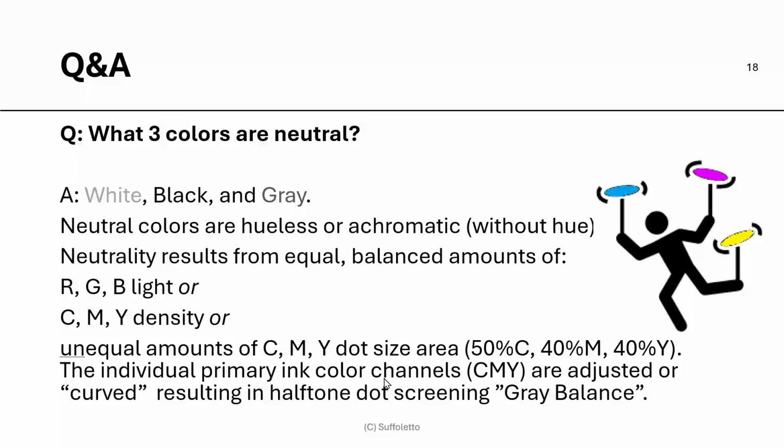For example, 50% cyan, 40% magenta, and 40% yellow. If I had equal amounts of cyan, magenta, yellow dot size, 50 cyan, 50 magenta, 50 yellow, this would not look neutral gray. This would be on the warm side. It would look brown and orangish. So the individual primary ink color channels, the cyan, the magenta, the yellow, they're adjusted or curved to result in a halftone dot screening gray balance.